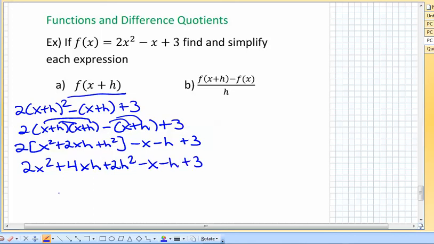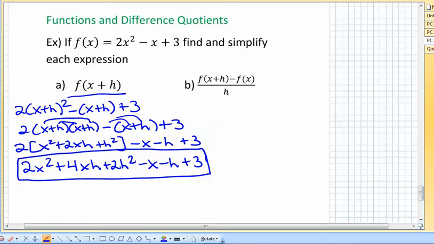And notice if we combine like terms here, which there are none of, basically this is our final answer, which looks a lot long, but it's an answer. It's just not pretty, but it's an answer.